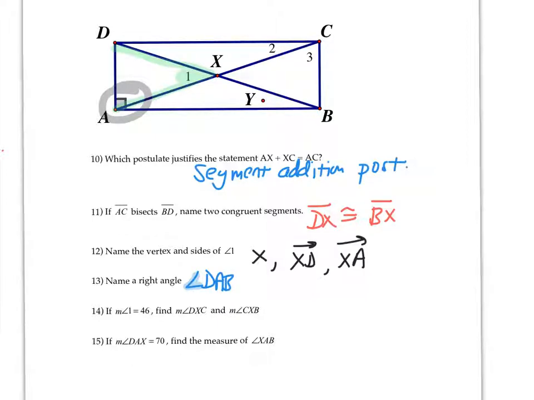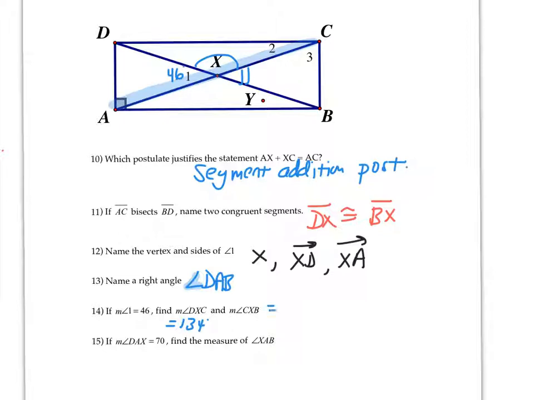All right, number 14, it says if the measure of angle DXA, otherwise known as angle 1, is 46 degrees, so let's put that in there, then we're asked to find the measure of angle DXC, which is this angle, and also angle CXB right over here. If you take a look, angle 1 and DXC form this straight angle, so they've got to be supplementary. They have to add up to 180. So to find the measure of angle DXC, just take 180 minus 46, and we get 134 degrees.